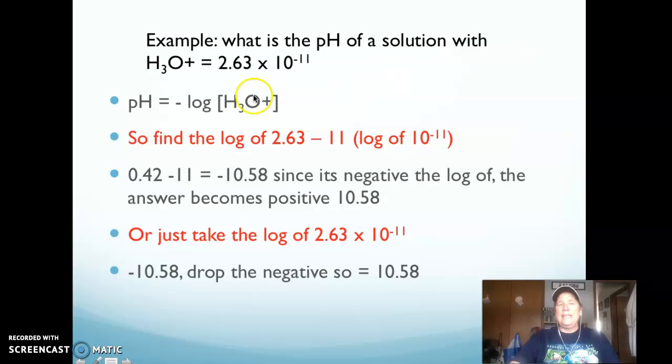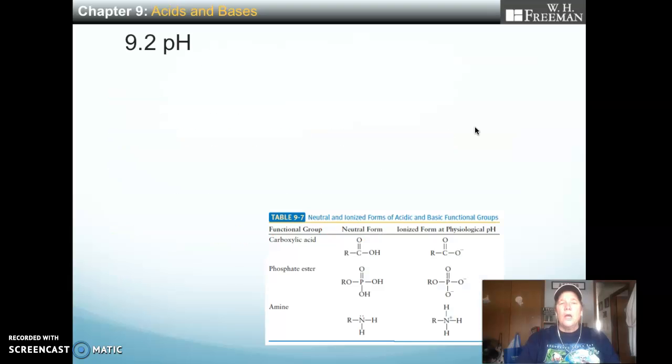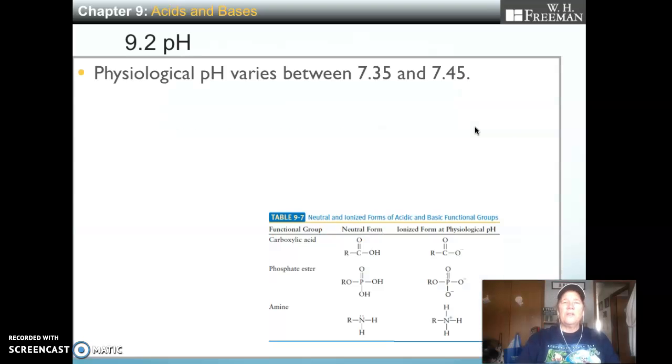So again, the easiest way to do this is just take the log of this number and you'll get this. And again, it's a negative, drop the negative. If you don't have that, you can break it down and find the log of this number and subtract it from 11, because I'm breaking it down into its two numbers. You get the same thing, but this way is much easier. I'm just showing you how we used to do it old school, okay? You're all laughing at me like, we don't have to do that. We have calculators. Okay, so pH, what can we learn about pH?